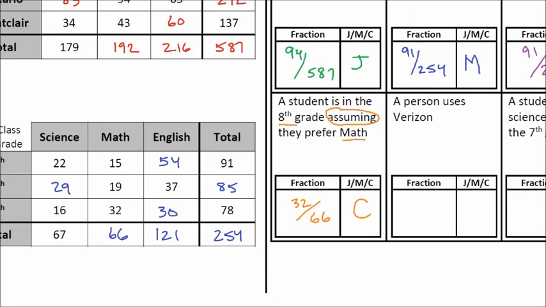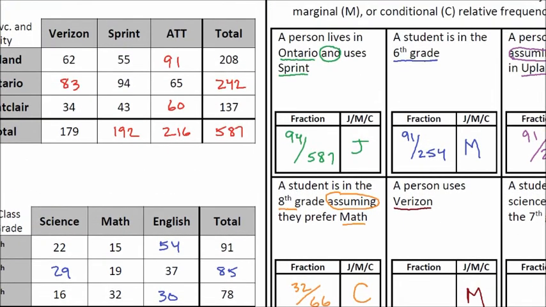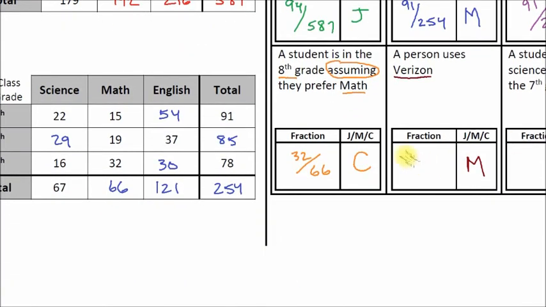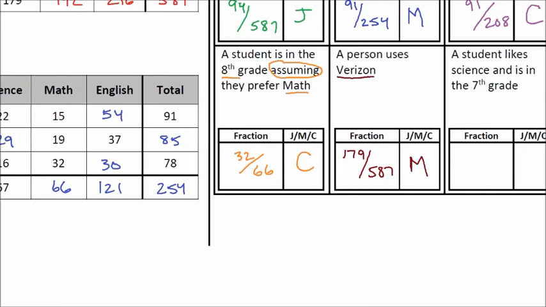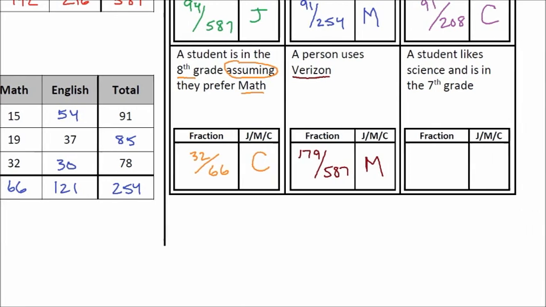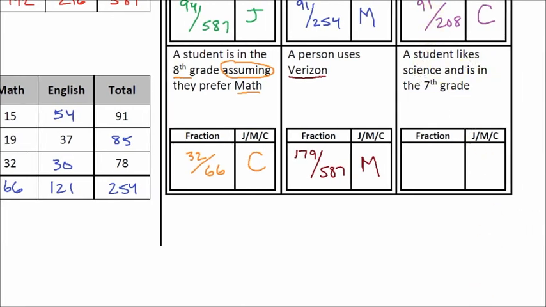Next one, a person uses Verizon. Well, we only have one category mentioned, Verizon. That means it must be marginal. And if we look at the table, we look at the number of people who use Verizon. There is 179 out of 587. 179 divided by 587.